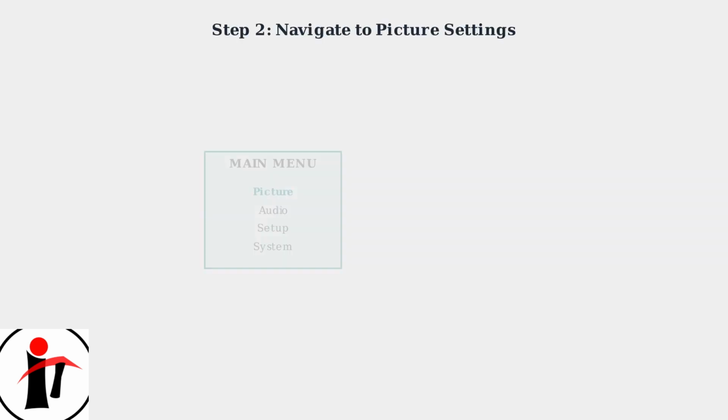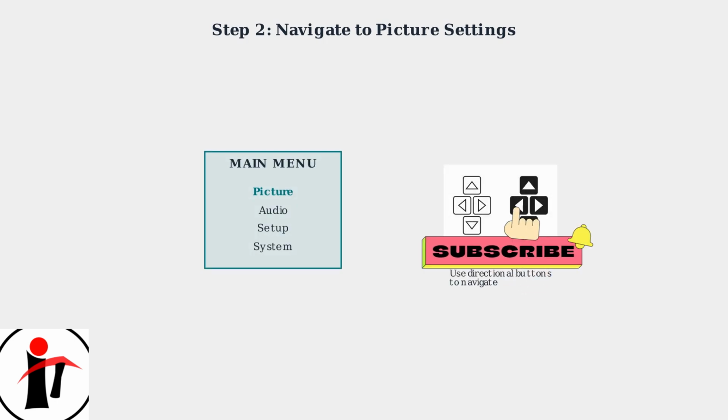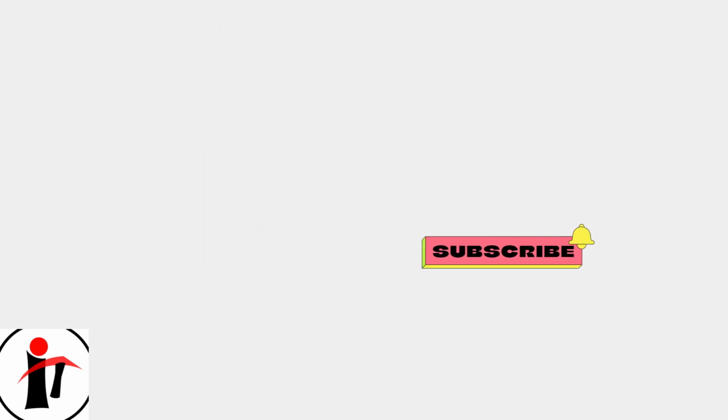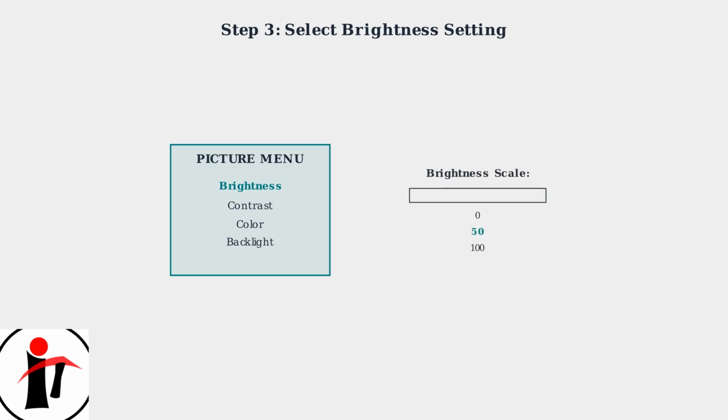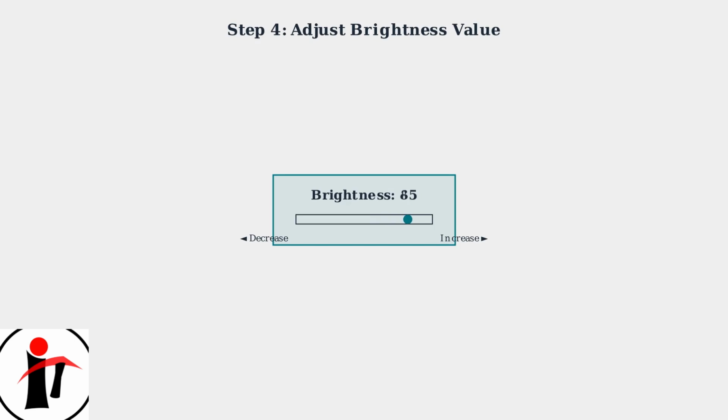Once you press Menu, the OSD will appear on your screen. Navigate to the picture or display settings using the directional buttons on your monitor. In the picture menu, look for the brightness option. This setting typically uses a scale from 0 to 100, where 0 is the darkest and 100 is the brightest. Use the left and right directional buttons to decrease or increase the brightness value.